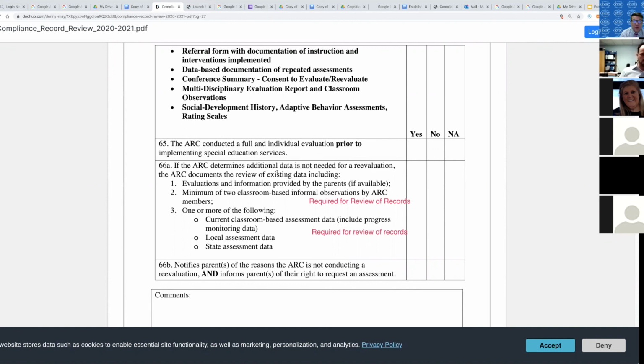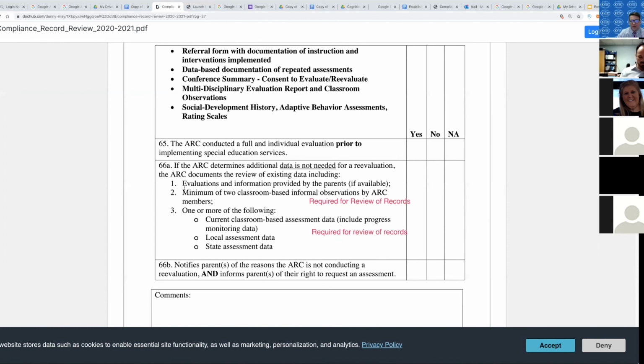So if the ARC determines additional data is not needed for a reevaluation, the ARC documents the review of existing data, including these things. So you can't just not do anything. You have to review the existing data: evaluations, information provided by the parents, if available. You have to at least consider them. A minimum of 2 classroom-based informal observations by the ARC members is required for record reviews, and one or more of the following.